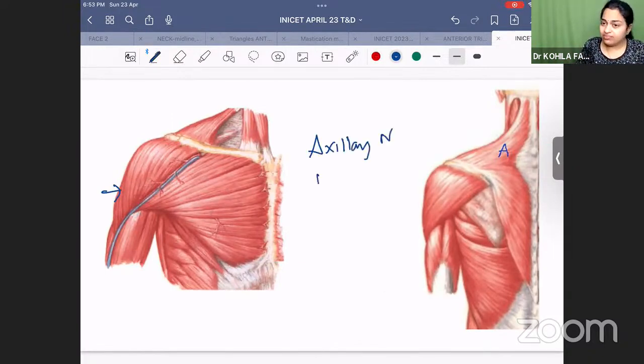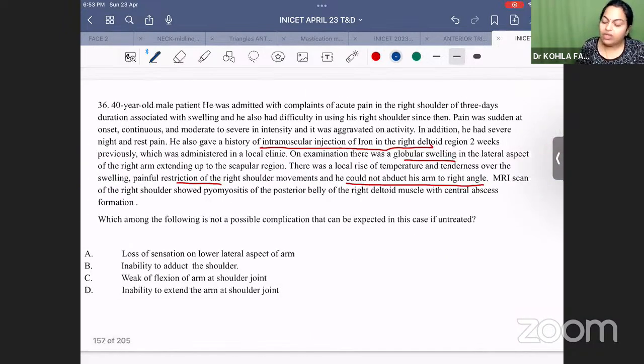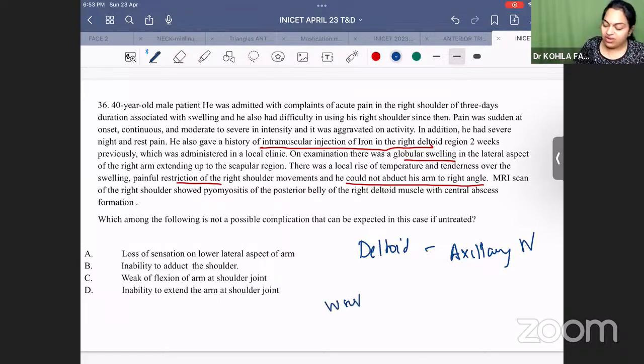The axillary nerve and the radial nerve in the spiral groove. So what did they say here? Not able to abduct. So which nerve is involved? Axillary or radial nerve? The axillary nerve supplies the deltoid, and that causes the 15 to 90 degrees of abduction. So since abduction is lost, we have to clinch on to the axillary nerve. If the patient had presented with wrist drop or inability to extend or dorsiflex his wrist, then we would have gone with the radial nerve.